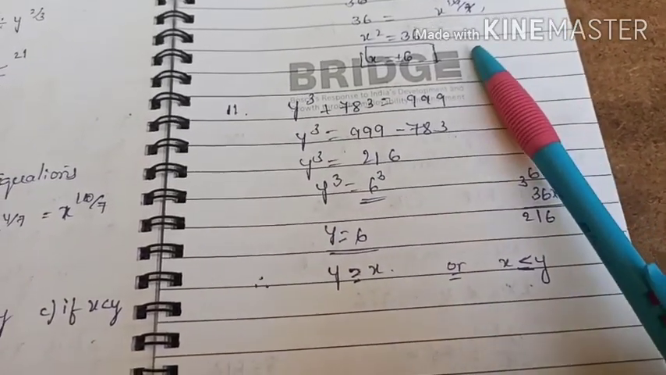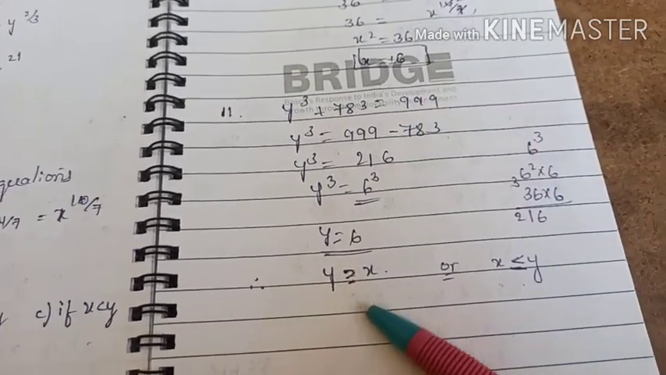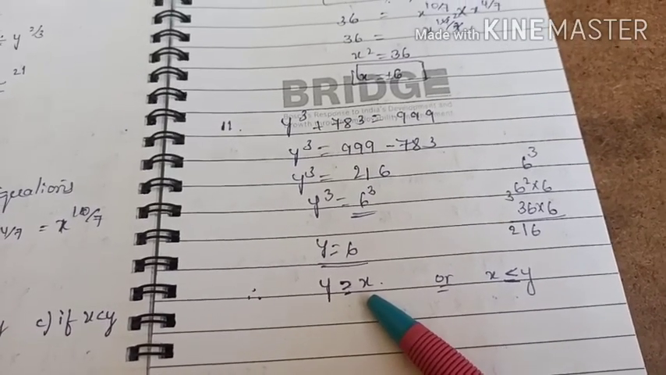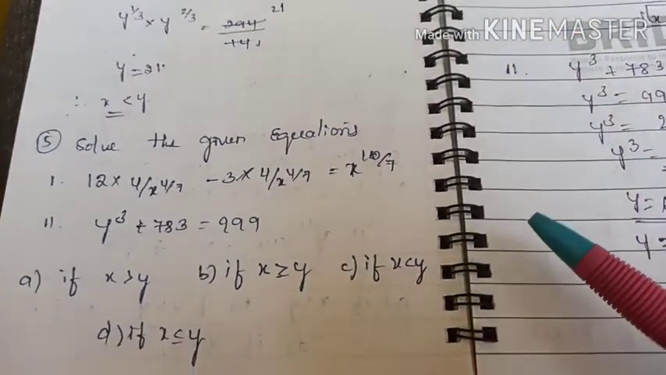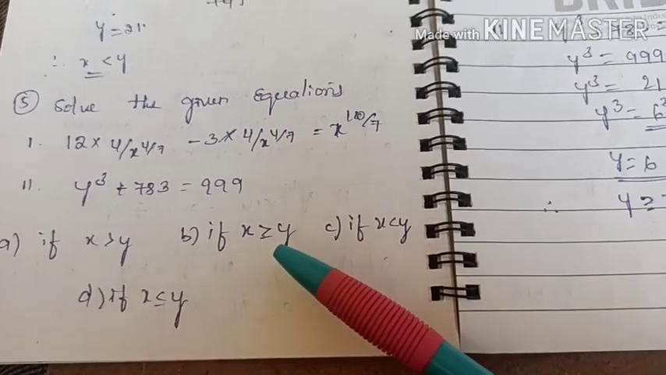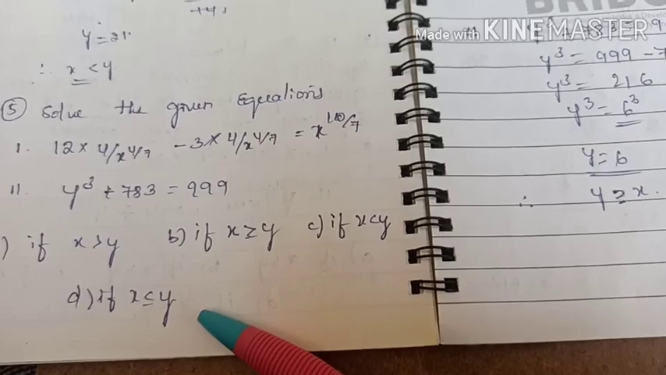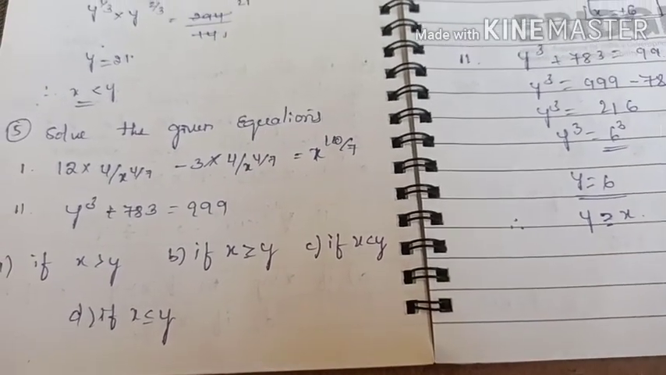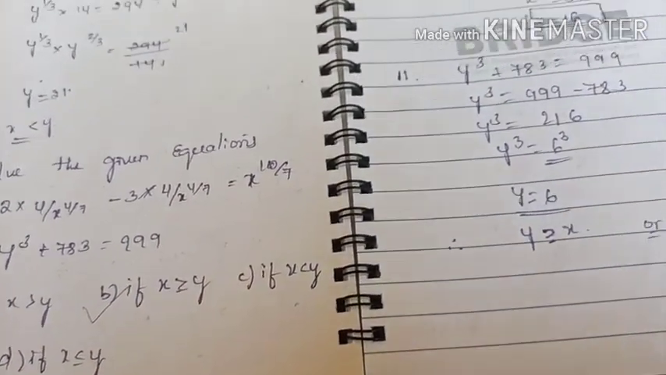We need to compare x and y values. Here x is plus or minus 6 and y is plus 6. Hence y is greater than or equal to x. Hence, we need to observe the given options here. First one is x greater than y, second one is x greater than or equal to y, third one is x is less than y, and fourth one is x is less than or equal to y. Among these, option B is the correct answer. Hence, option B is the answer to this question.